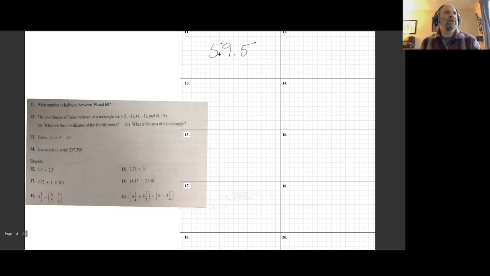But if you want to add them up and divide by 2, you're more than welcome to do that, but that seems silly. Okay, now we're going to plot some points. I don't think we have enough room. So this is going to be pushing it, but I'm going to go like this. So here's my graph.